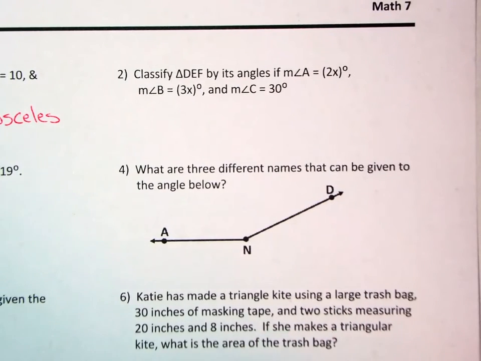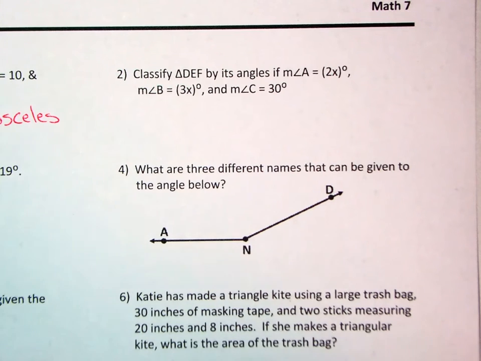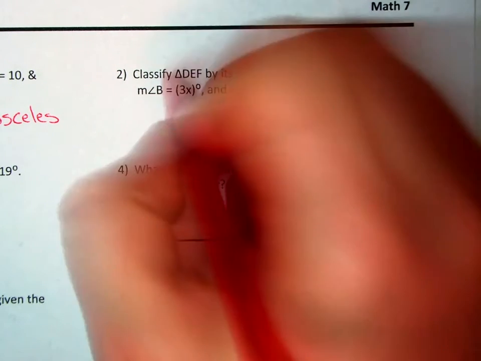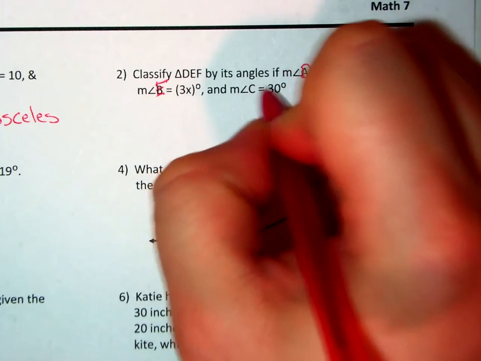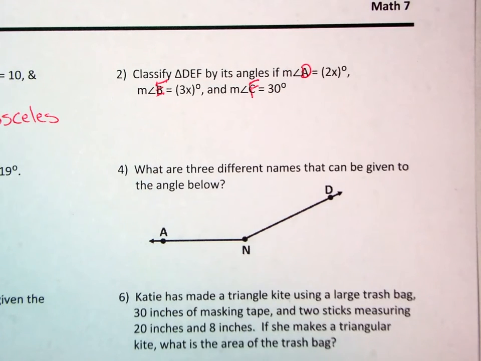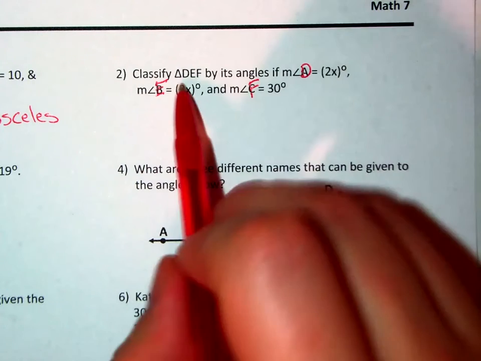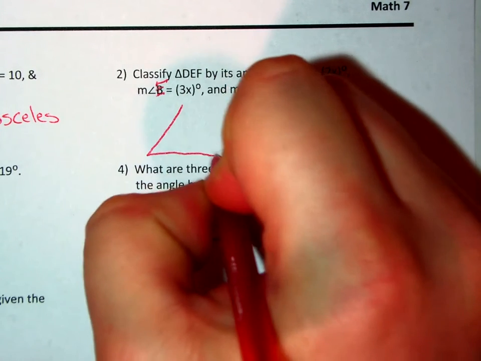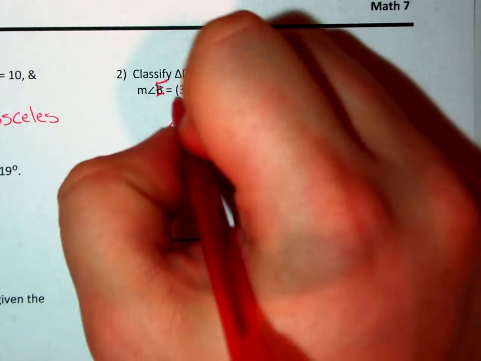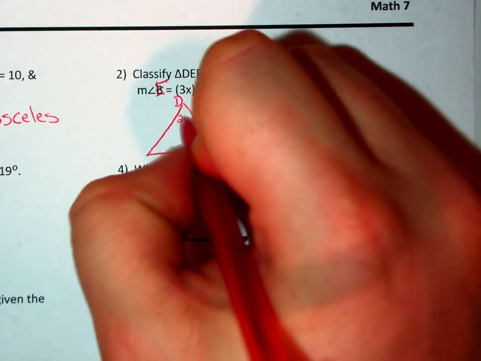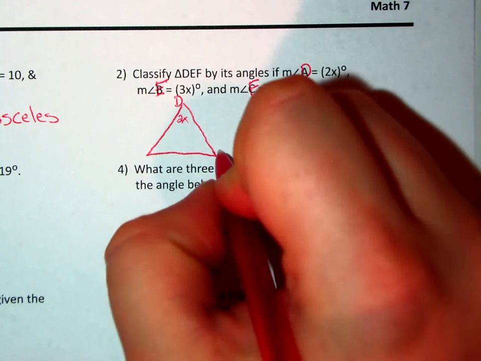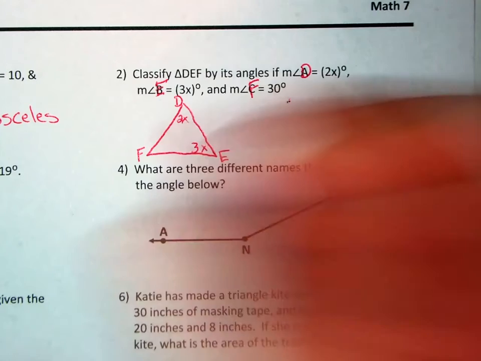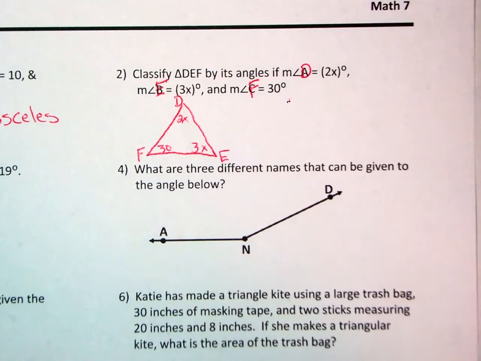Number 2, classify triangle DEF by its angles. I told you in class that I made a mistake. This really should be angle D, E, and F. Regardless, you should be able to understand that there were 3 given angles. Create a triangle. So angle D was 2x. Angle E was 3x. Angle F is 30 degrees.